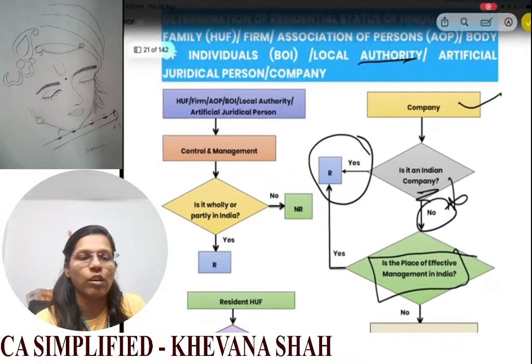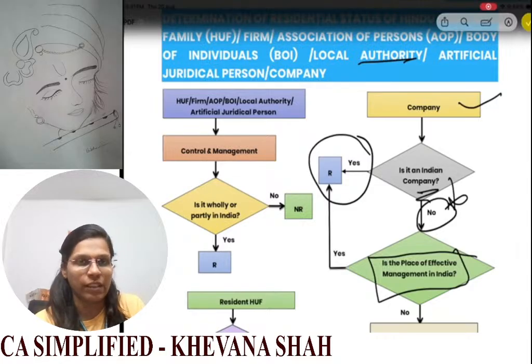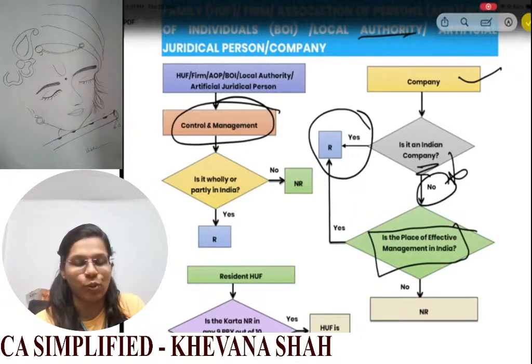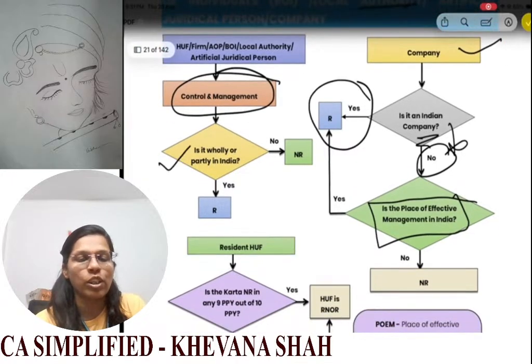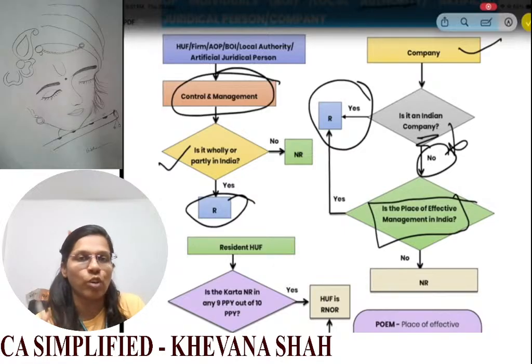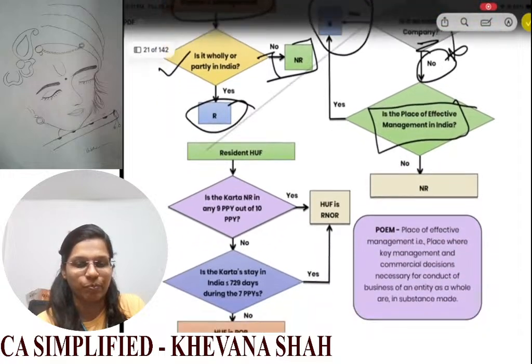Then in case of HUF, firm, AOP, BOI, local authority and artificial judicial person, you need to see from where it is being controlled and managed. If it is wholly or partly in India, then it will be resident. But if it is not wholly or partly in India, then it will be non-resident.